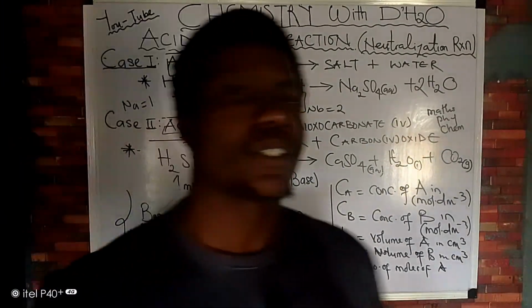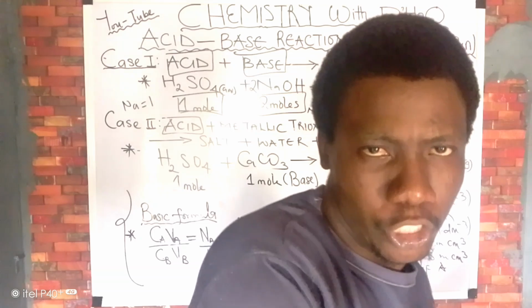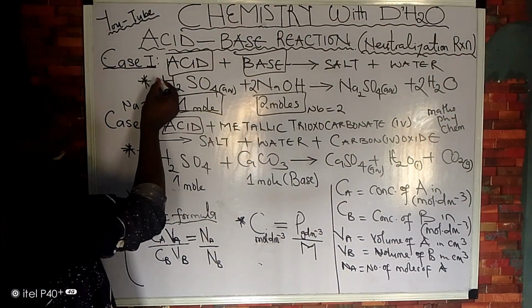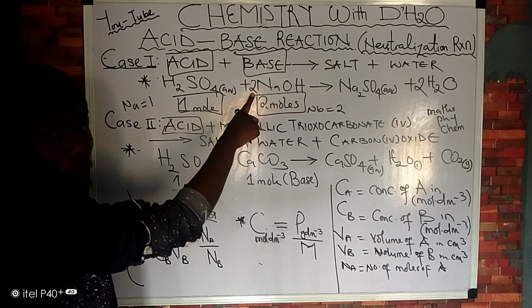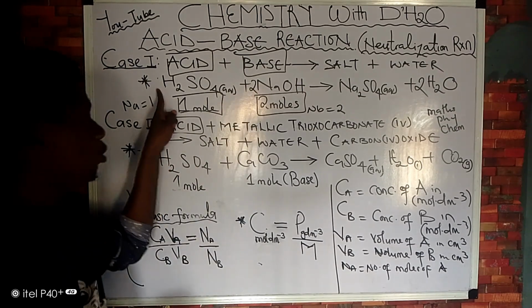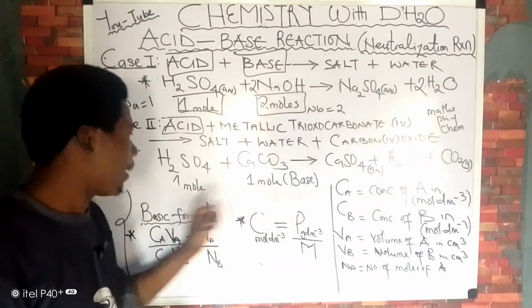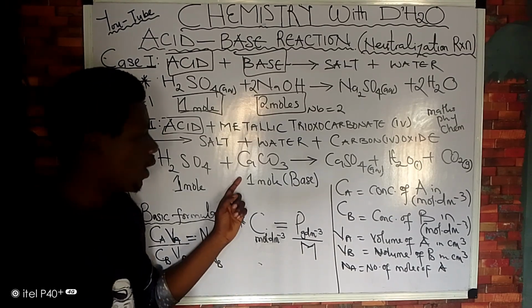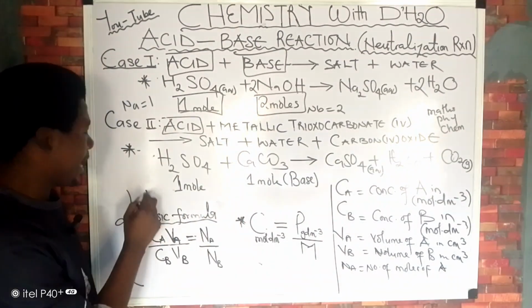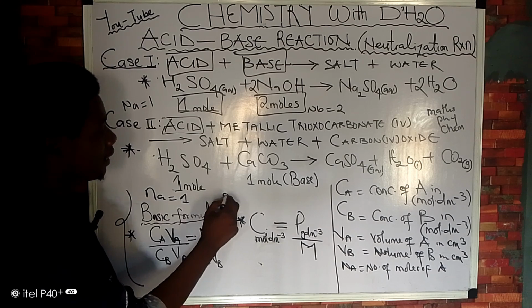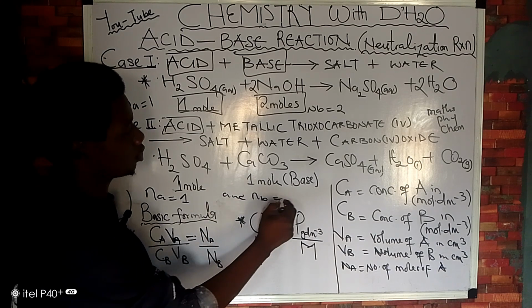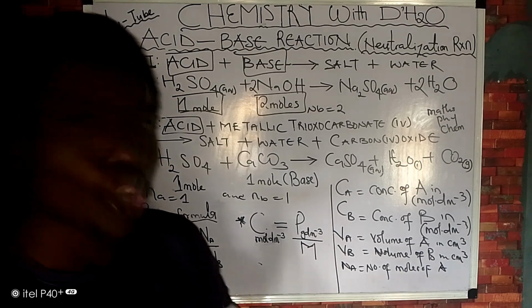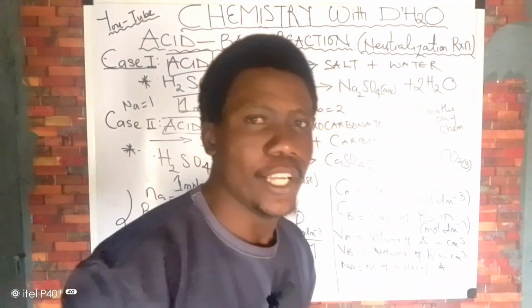Mole simply means the coefficient of the species. As you can see on the board, the coefficient here is 1, but the coefficient here is 2. So this is 1 mole, this is 2 moles. Let's talk about this one. The coefficient here is 1, which is 1 mole. This one is also 1 mole. So here, Na is equal to 1, and Nb is equal to 1. So Na and Nb signify the numbers of moles of A and B.